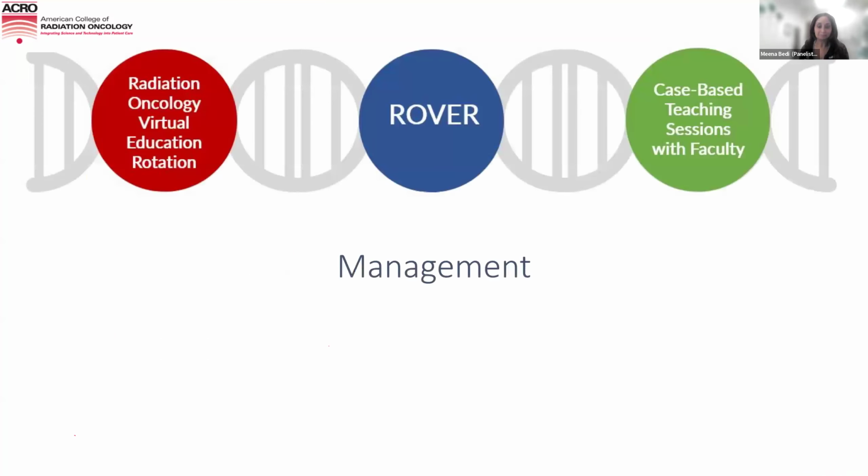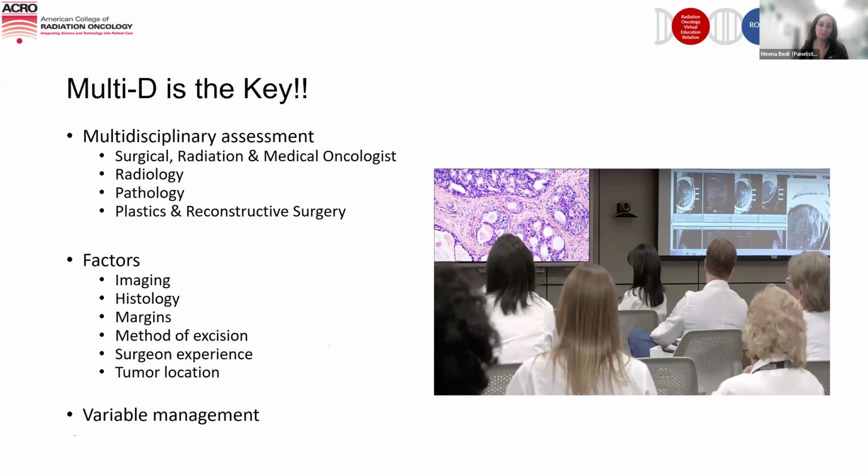Next slide. So how do we manage a non-oncologic resection of a soft tissue sarcoma? As I mentioned before, up to about 50% are referred to tertiary centers. And I think it's so important to have a center that has a really strong multidisciplinary team: surgical oncology, rad-onc, med-onc, radiology, plastics, pathology. All of the input is really important in determining next steps.